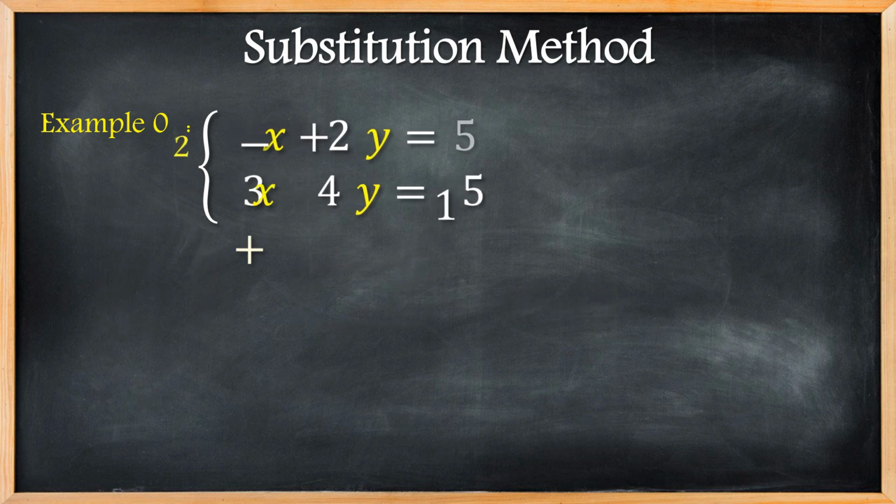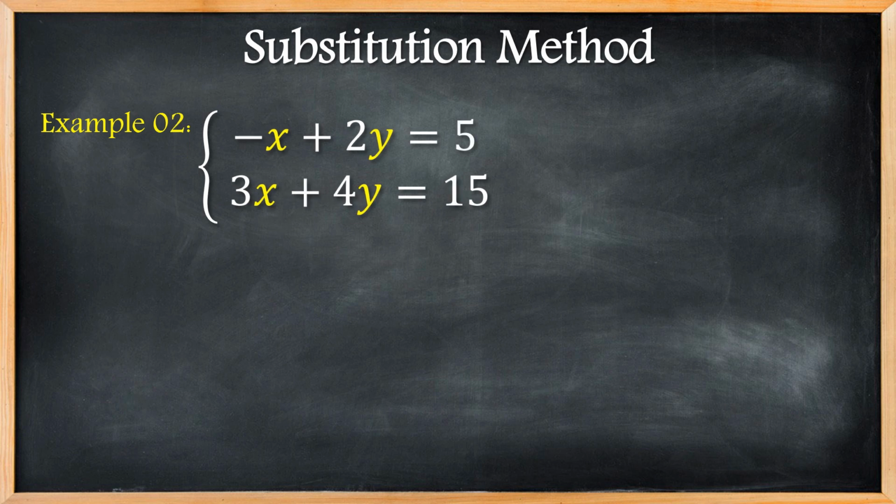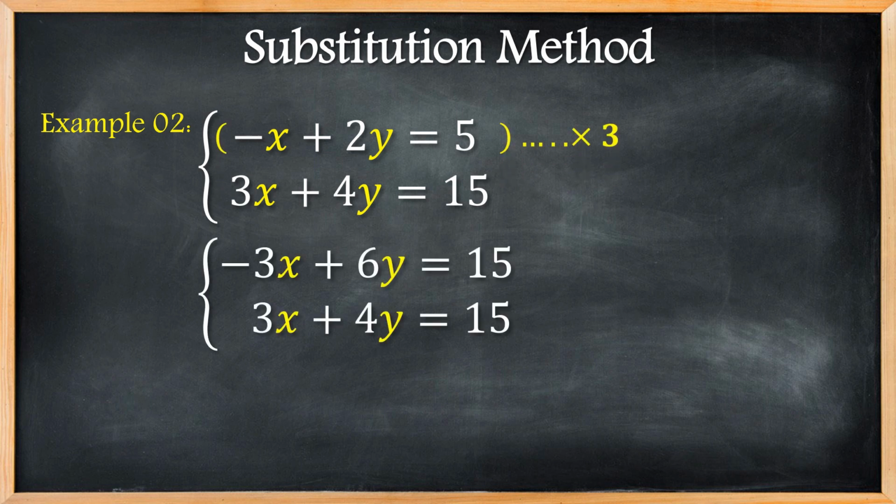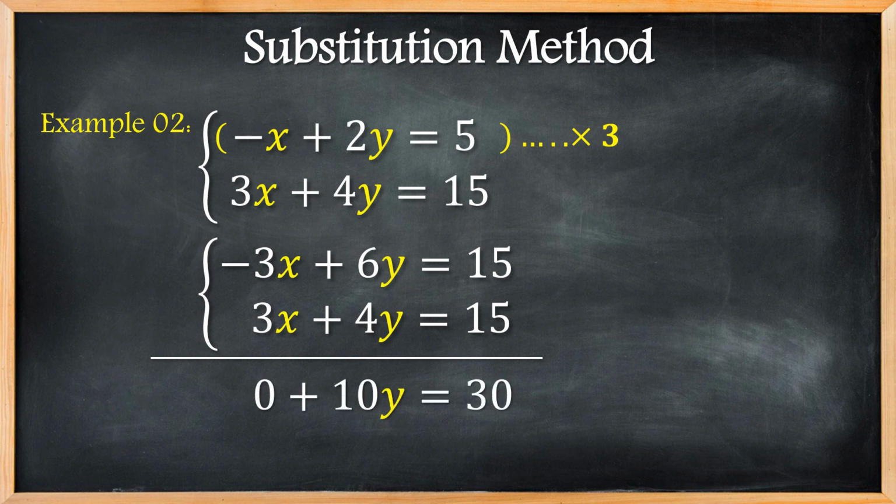Example 2. Using the elimination method, we start with a system of equations. Negative x plus 2y equals 7. 3x + 4y = 15. To eliminate x, we multiply the first equation by 3 to match the coefficient of x in the second equation. This gives us -3x + 6y = 15 and 3x + 4y = 15. Now adding both equations together, the x terms cancel out, leaving us with 10y = 30.